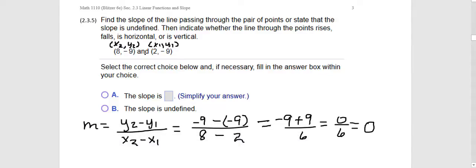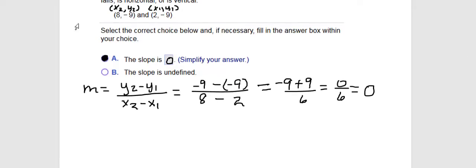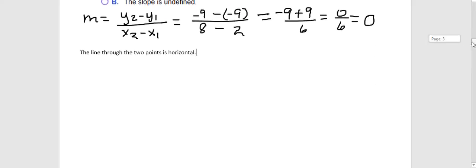And in this case, I wind up with 0 over 6, which simplifies to 0. So I select A, the slope of the line is 0. And I want to make sure any answer I give is in simplified form. So the line through the 2 points is horizontal, because horizontal lines are the only lines that have a slope of 0.